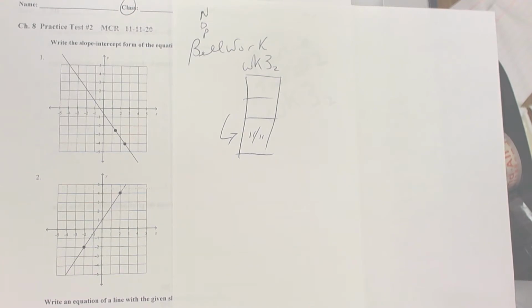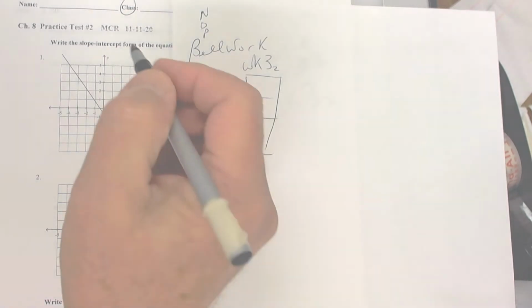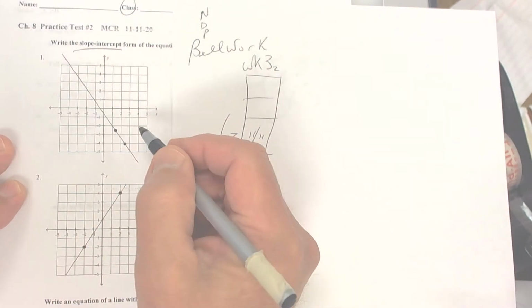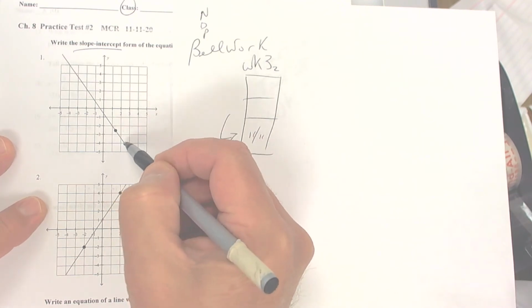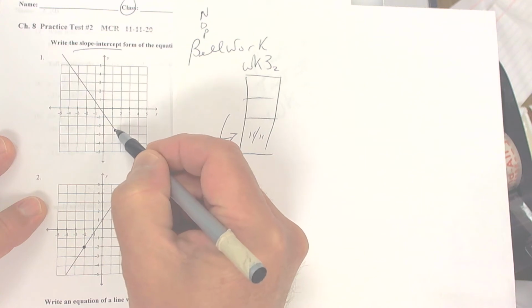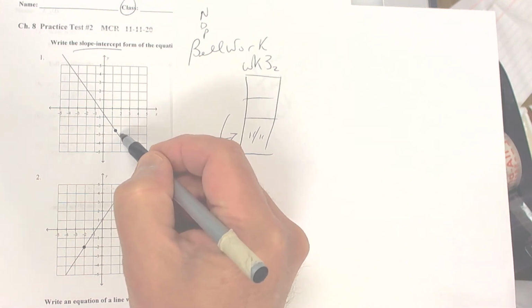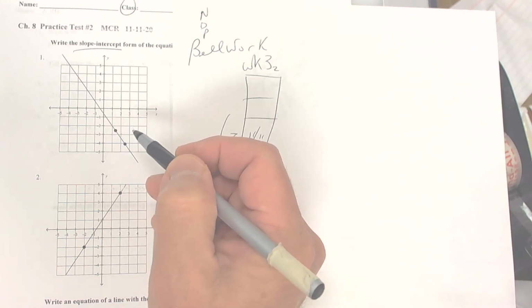This one says put in slope-intercept form. Well, the first thing you have to do is identify where the points are. Now these 2 points are not really in the box. You see they're in the box but not on the edge of the box. So you want to find some points that hit right on the edge of the box, like this one.